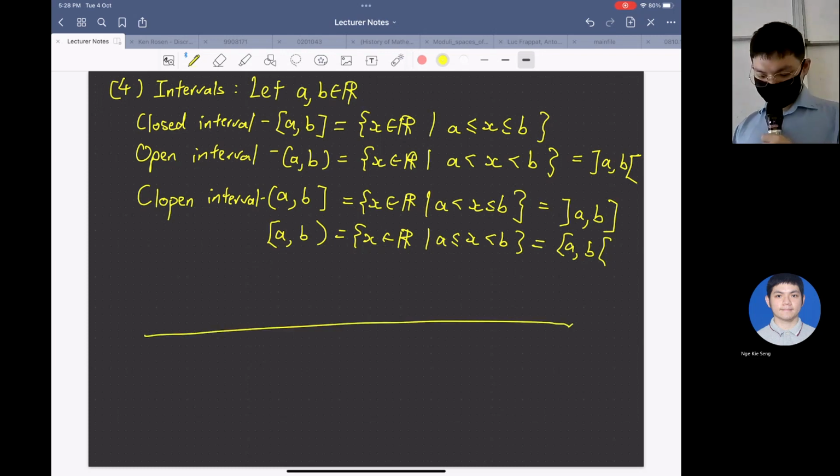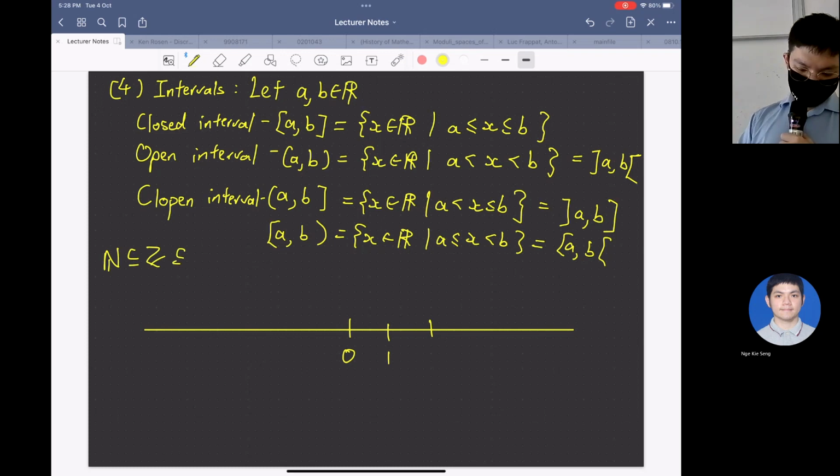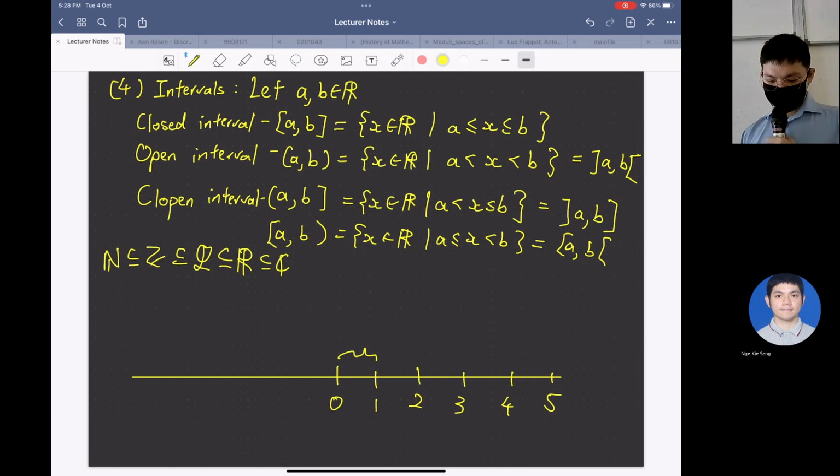Because if you imagine this real line here, this is 0. Maybe I tell you a bit about the relation between the natural numbers, the rationals, then the reals. The natural numbers are discrete. They are one unit, one length, apart.